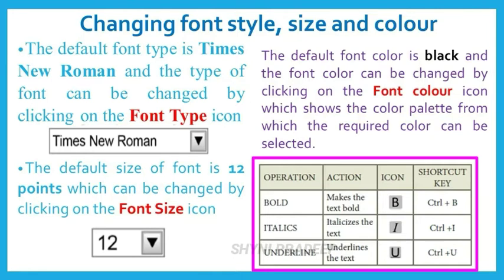And italics means it is used to italicize the text. Its icon is I. And next, its shortcut keys are Ctrl plus I. Next operation is underline. It is used to underline the given text. Its icon is U. Its shortcut keys are Ctrl plus U.